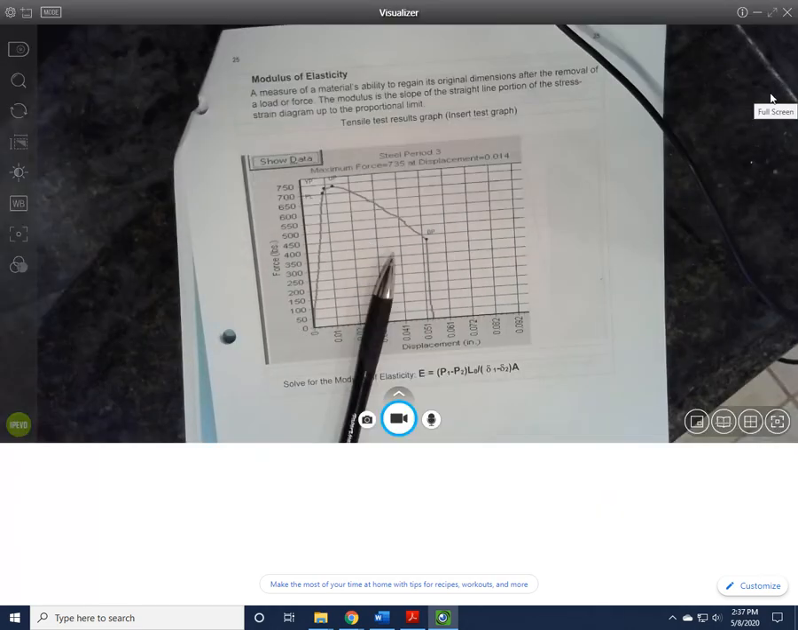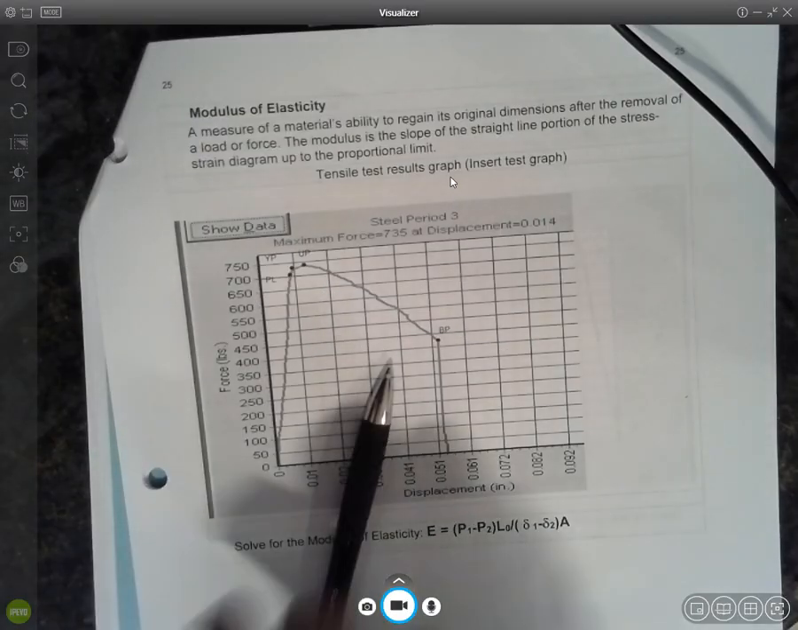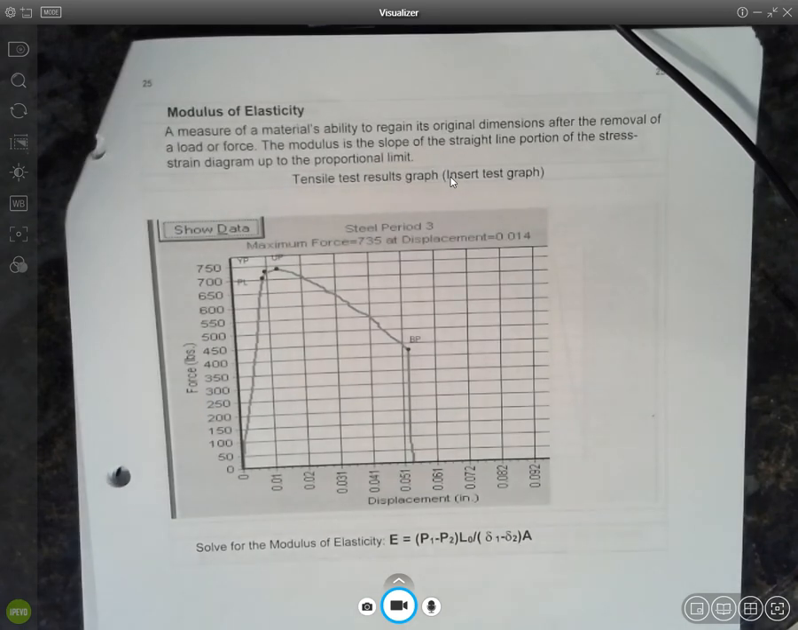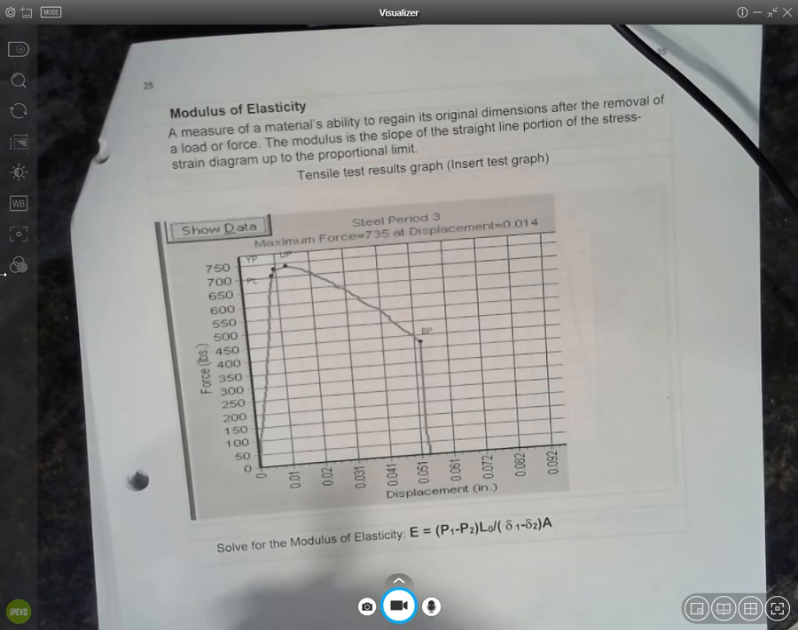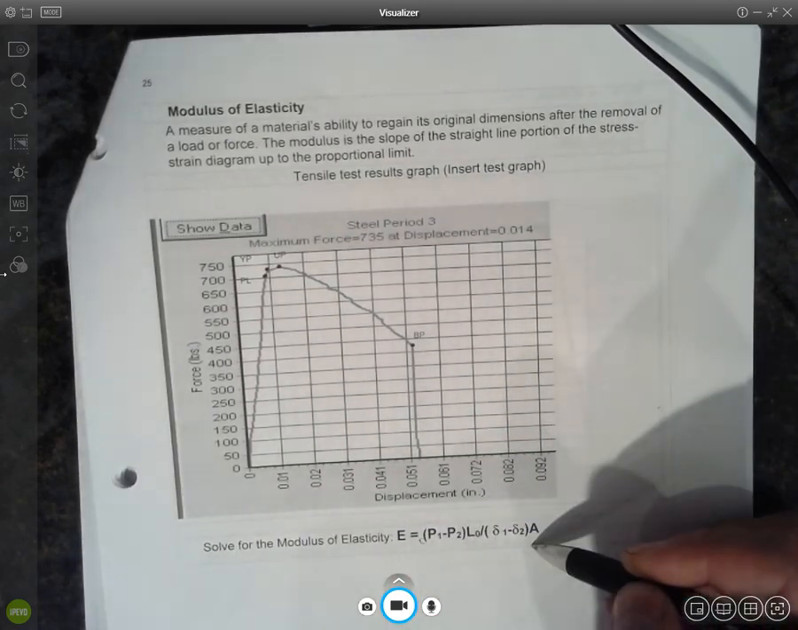All right, guys, I'm going to walk you through, I think this is activity 232, some of the additional calculations you had to do beyond stress. So this one calls for Modulus of Elasticity, and they give you this crazy formula.